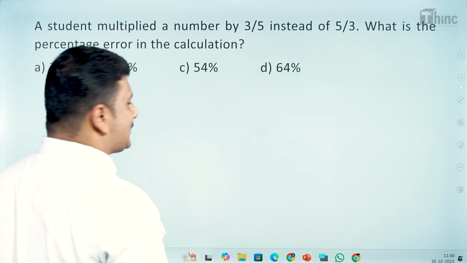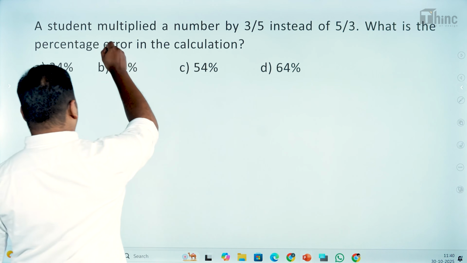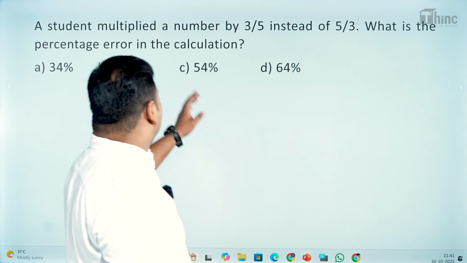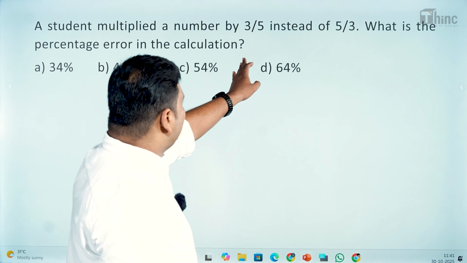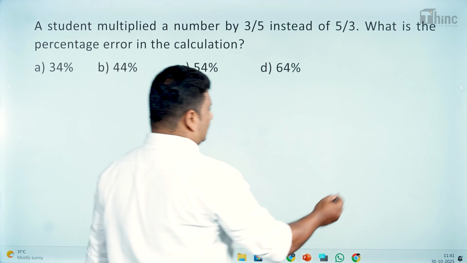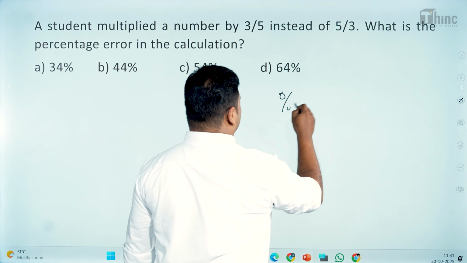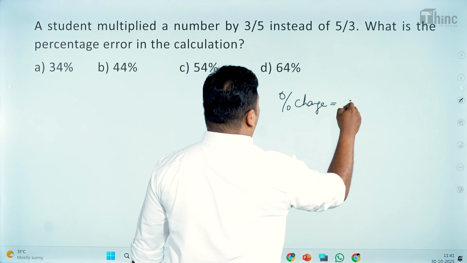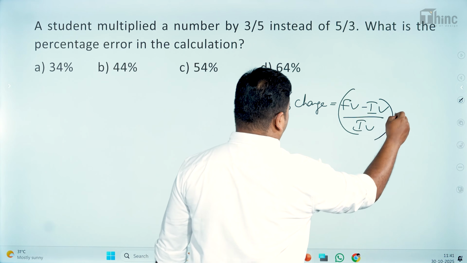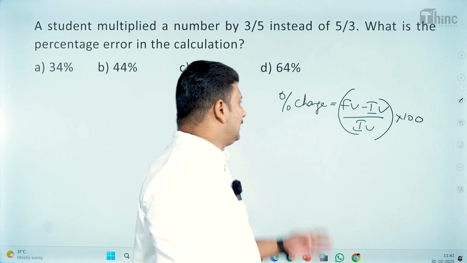This is actually the application of percentage change only. So whenever we have a question connected to percentage error, we'll do the same thing like what we did for the percentage change. A student multiplied a number by 3 by 5 instead of 5 by 3. What is the percentage error is the question. So what is the formula for percentage change? Percentage change is nothing but final value minus initial value by initial value into 100.